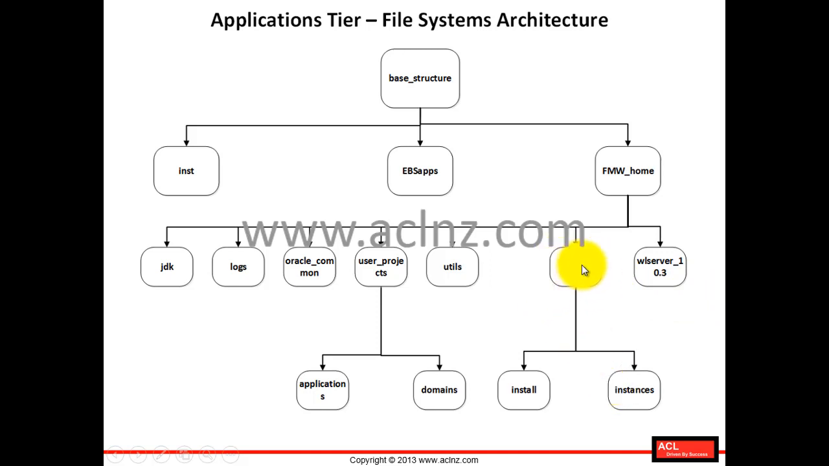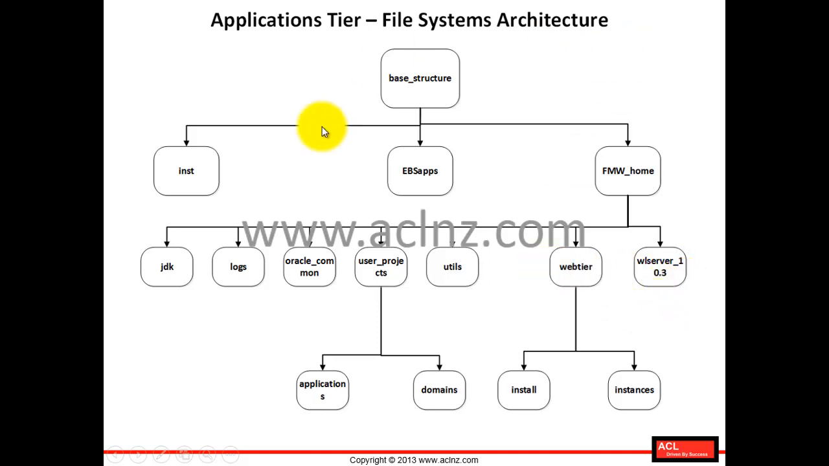Then the WebTier server is nothing but your HTTP server. It contains the HTTP server instance used by eBusiness Suite. So all the HTTP specific configuration and log files are stored over here. Then you've got something called Oracle Common. This is also another important directory which contains all the Java files or JRFs which are used by Oracle eBusiness Suite.